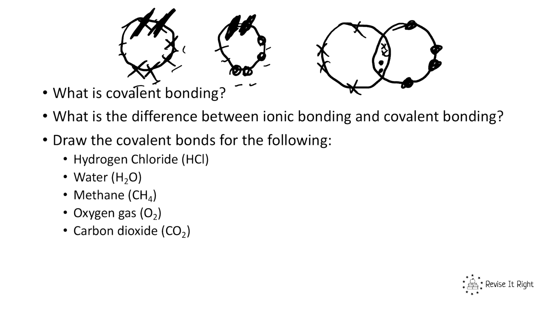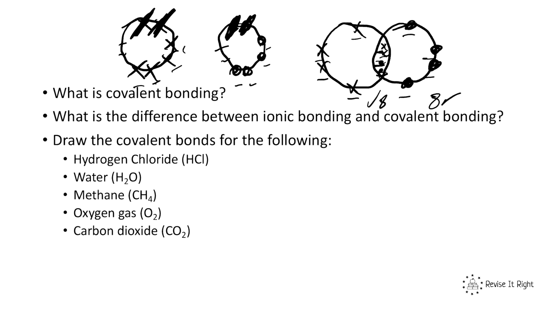Are they full? 1, 2, 3, 4, 5, 6, 7, 8. Yes, that's got 8. And the other one, 1, 2, 3, 4, 5, 6, 7, 8. Yes, that's got 8. So they are full. So it should look something like that. That is a double bond, a double covalent bond, as they're sharing 2 electrons each.